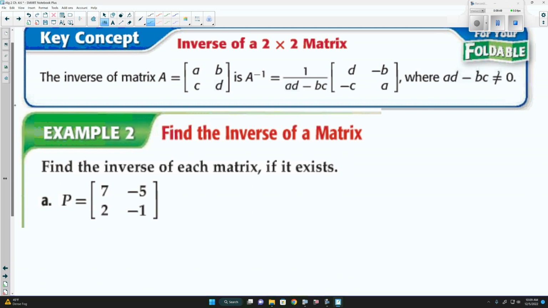Now, luckily, finding the inverse of a 2 by 2 matrix is quite easy.